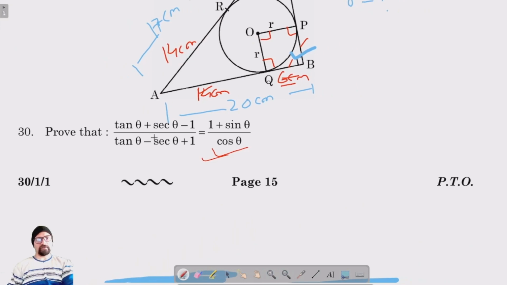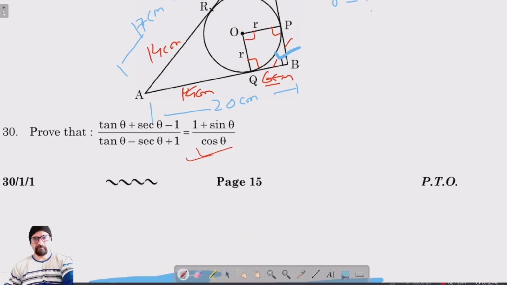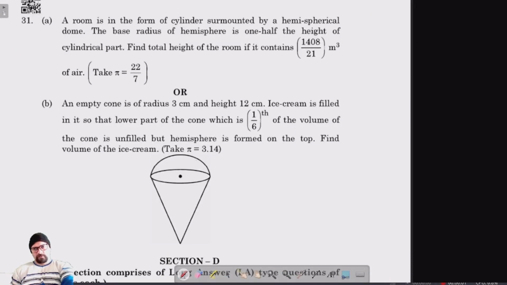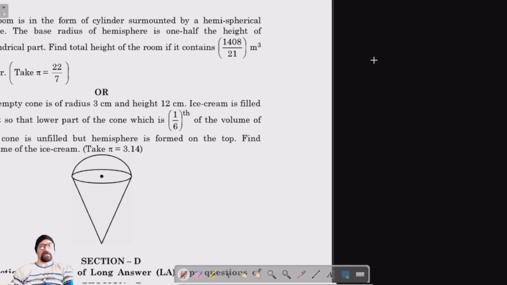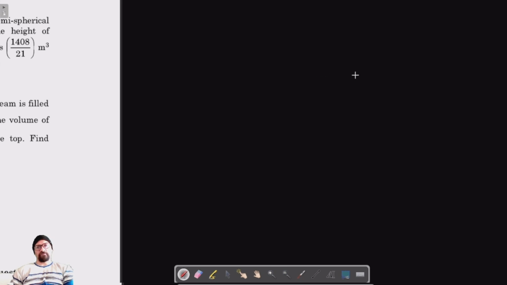Okay, let's move on to the next question, question number 31. We are going to solve both parts A and B. Part A says that a room is in the form of a cylinder surmounted by a hemisphere. The base radius of the hemisphere is one half of the radius of the cylindrical part. So let's try to draw its rough sketch.